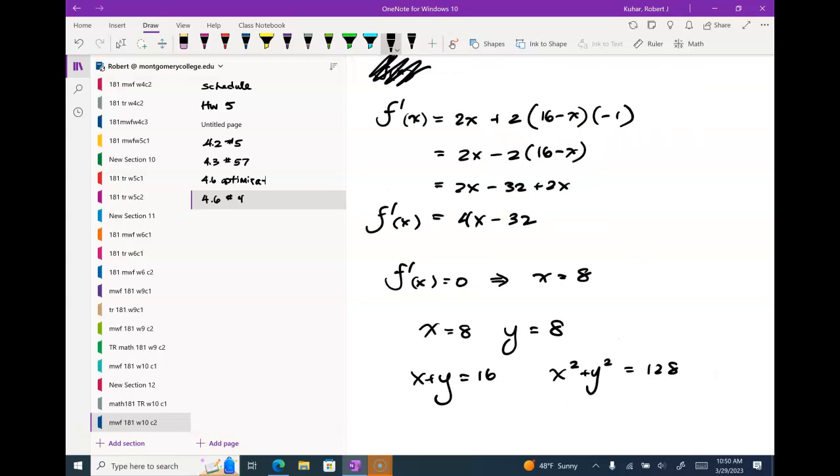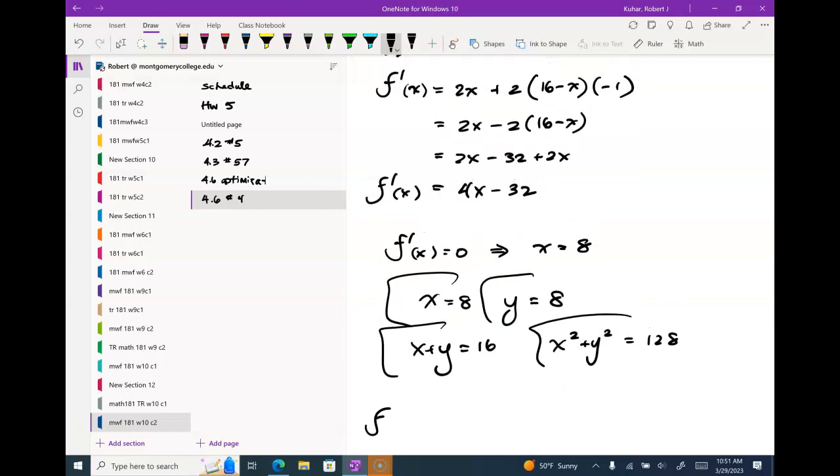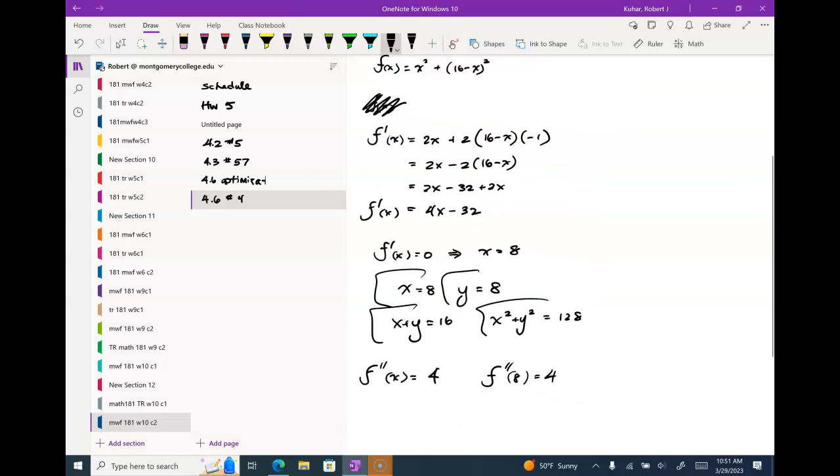So I've answered all of the pieces, I've answered everything that they talked about in the problem. I'm still going to write a conclusion. I want to summarize it all at the end. But I want to verify that I have a minimum by using the second derivative. That's pretty easy, isn't it? What's the second derivative here? 4. So if I plug in 8 to my second derivative, I still get 4. So it's positive for sure, right?